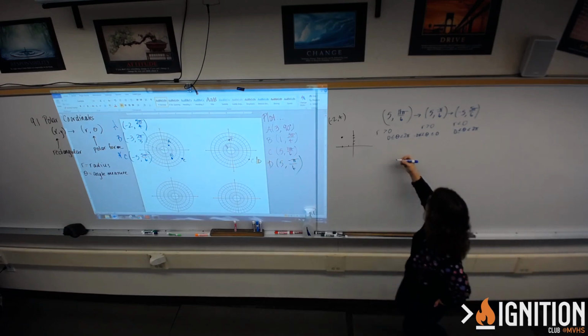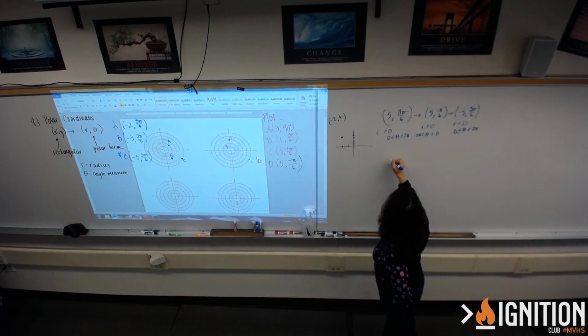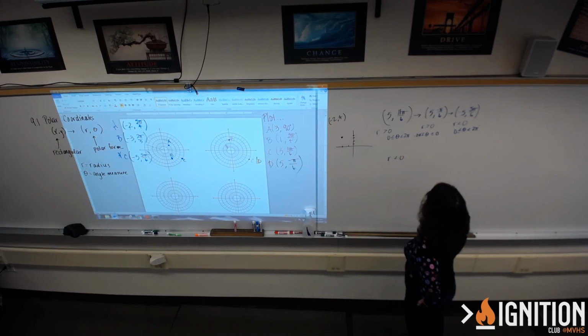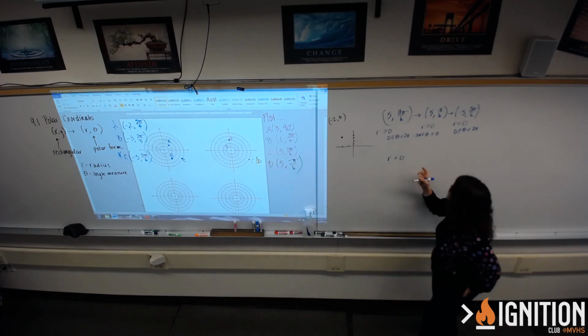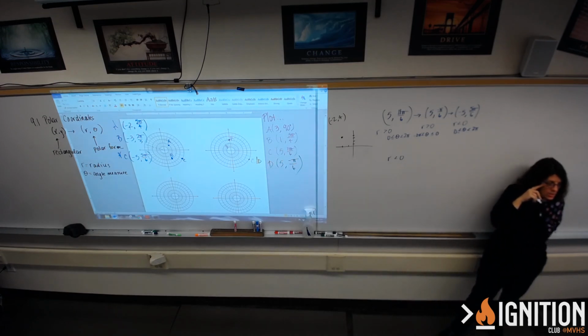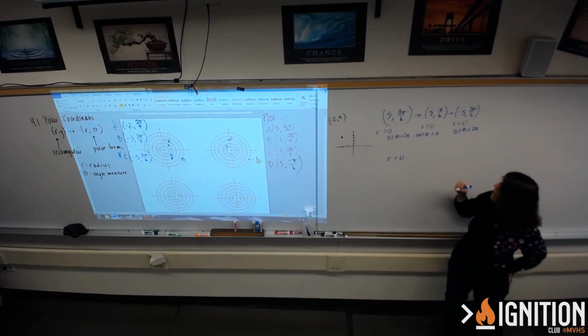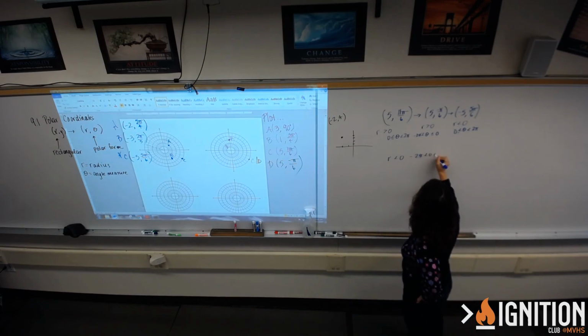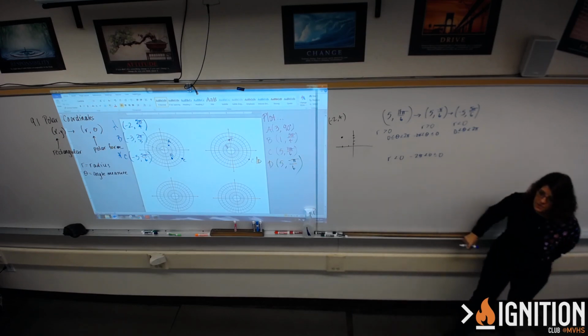-5, -7 pi. So I need a negative radius. I'm sorry, what's the angle? -7 pi. No. I want to know the domain and range. -2 pi, less than theta, less than or equal to 0. Figure out where it is.